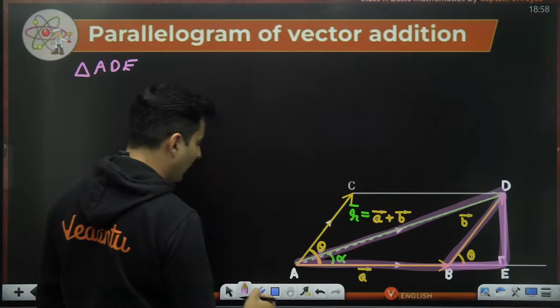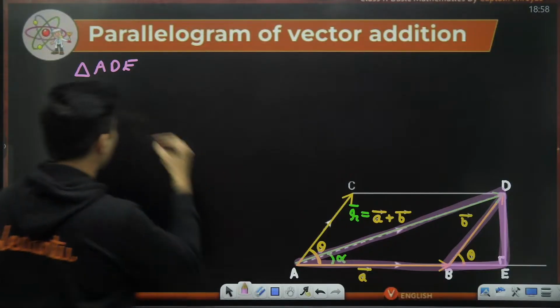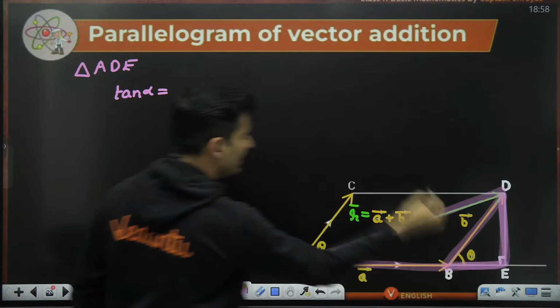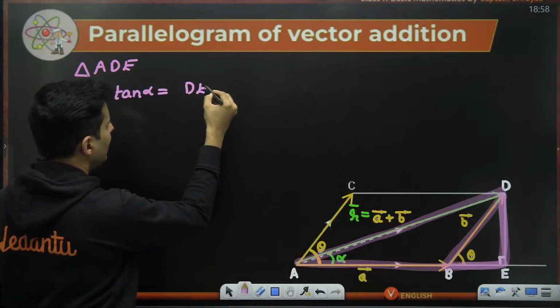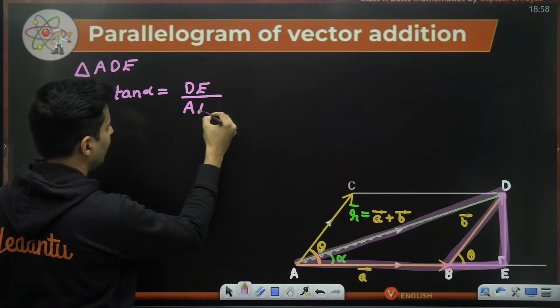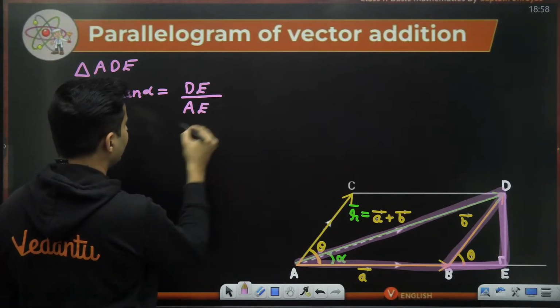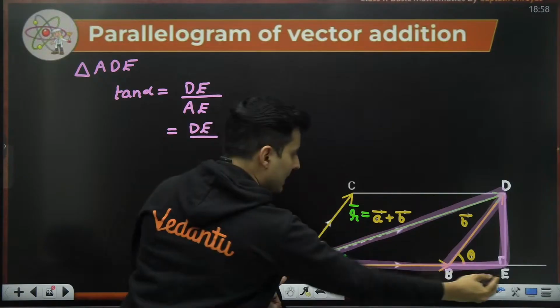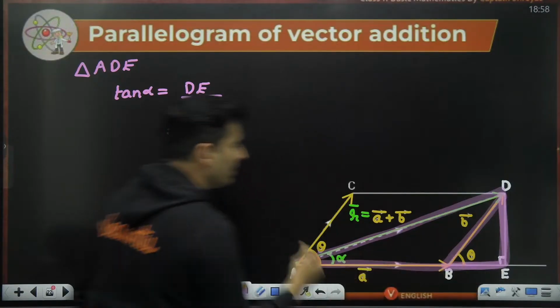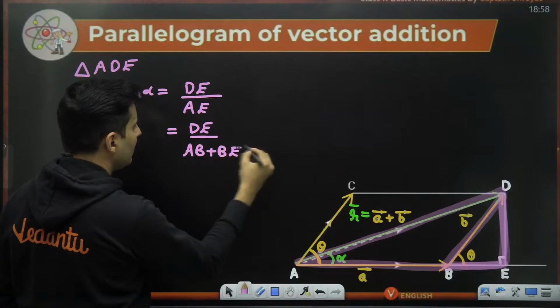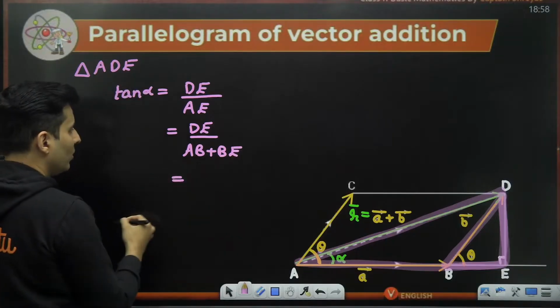In that, if you find tan of alpha, which is the opposite side, DE, by the adjacent side, which is nothing but AE, I can write AE as AB plus BE. Okay. Why did I do it?